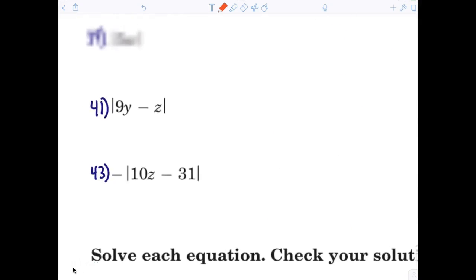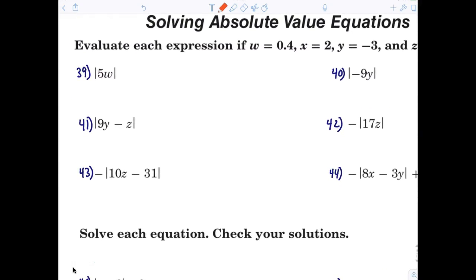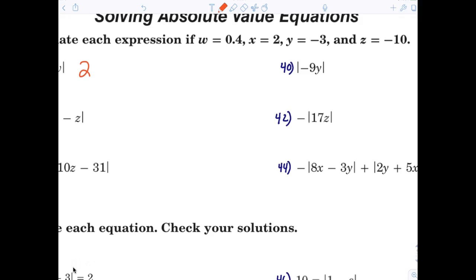So here we go. For example, 39.5 times 0.4 is what? 2. Absolute value of 2. All right, so we're good. 40. What's negative 9 times y? 27. Absolute value of 27. 27. Beautiful. All right.